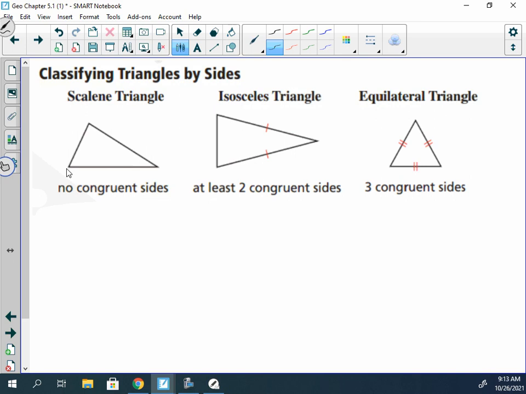If we look at the term equilateral, where else do we see equal? Lateral is our sides. So we're saying all the sides are the same, they're all equal.